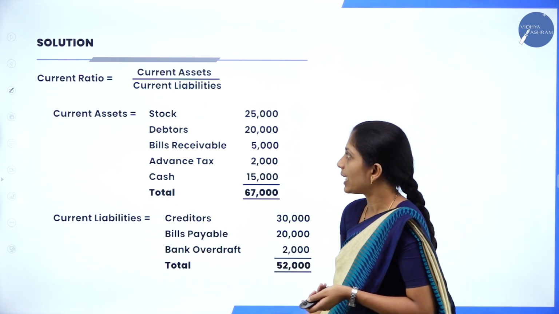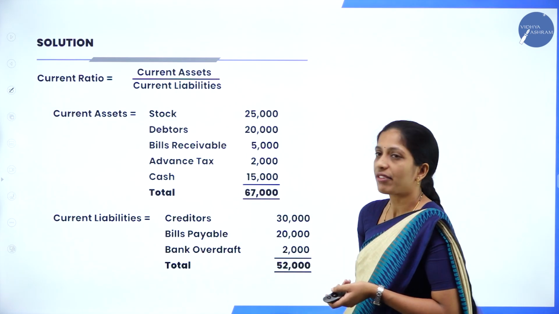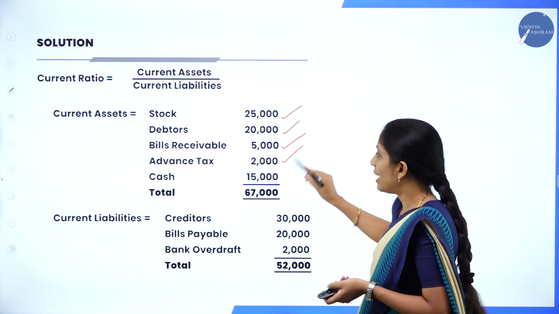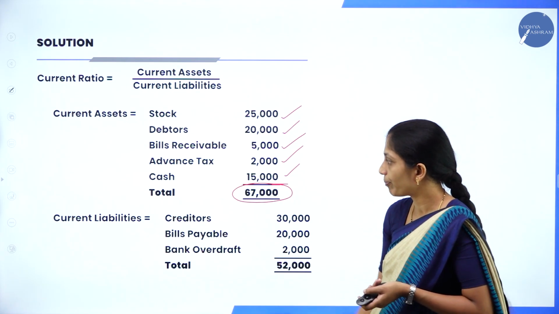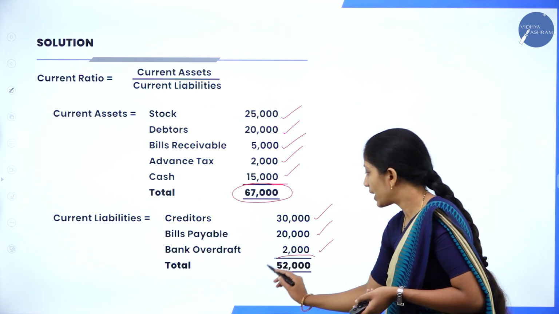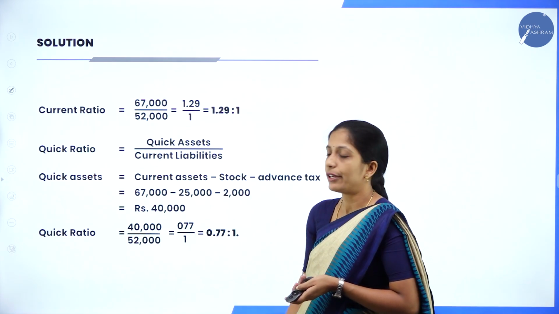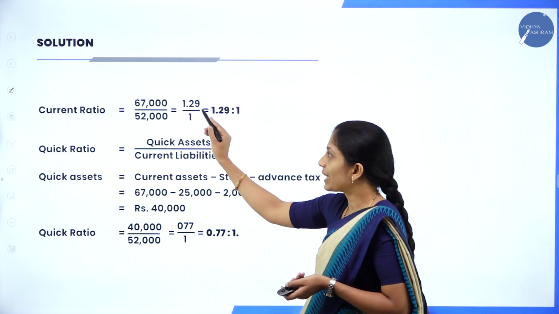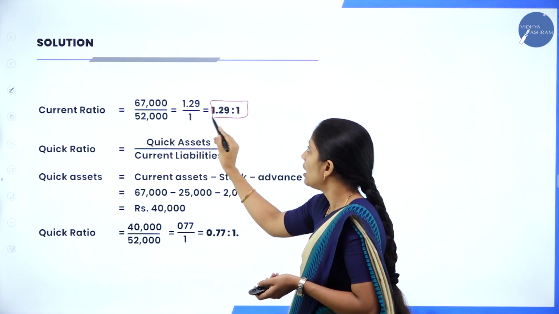Now let us see the solution here. Current ratio is equal to current assets divided by current liability. I have taken all the current assets: stock, debtors, bills receivable, advance tax, cash. The total current asset is rupees 67,000. Now current liabilities: creditors, bills payable, bank overdraft. You'll get 52,000 as current liability. Now apply the formula. Current ratio is equal to current asset 67,000 divided by current liability 52,000. So you'll get 1.29 divided by 1. How do you write this in the form of a fraction?